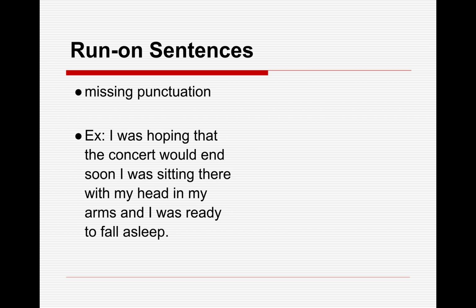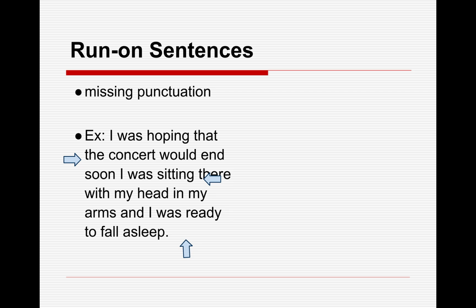So the full sentence says, I was hoping that the concert would end soon. I was sitting there with my head in my arms and I was ready to fall asleep. How many do you see? If you said 3, you are correct. Because you have, I was hoping that the concert would end soon. That's 1. I was sitting there with my head in my arms. That's 2. I was ready to fall asleep. That's 3. Okay? Too many independent clauses, that's what makes it a run-on sentence.